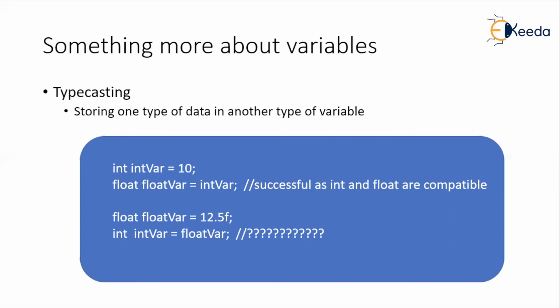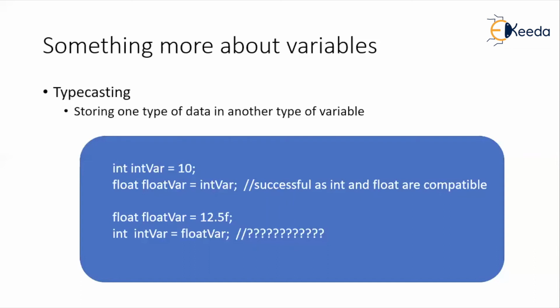Now, what is typecasting? First of all, let's remember one thing, that Java is a strongly typed programming language. What do we mean by strongly typed programming language? When I'm declaring any variable of a specific type, that variable can hold only that type of value. This is strongly typed. Still, if the data types are compatible with each other, we can store one type of data into another type of variable, and this process is termed as typecasting.